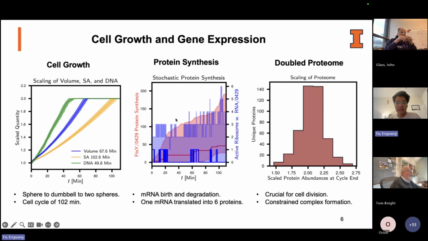The protein synthesis is intrinsically stochastic. You can see the random birth and death of mRNA from transcription and degradation. At the end of the cell cycle, we are able to double the proteome, which is crucial for cell division, and these synthesized protein subunits will constrain the downstream complex formation.